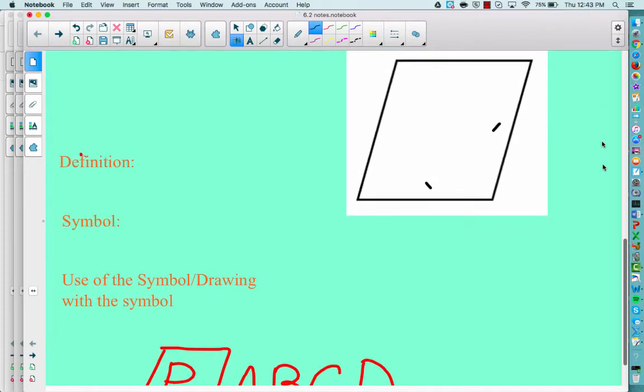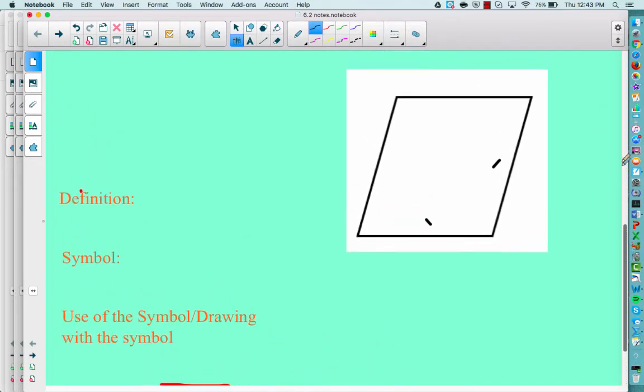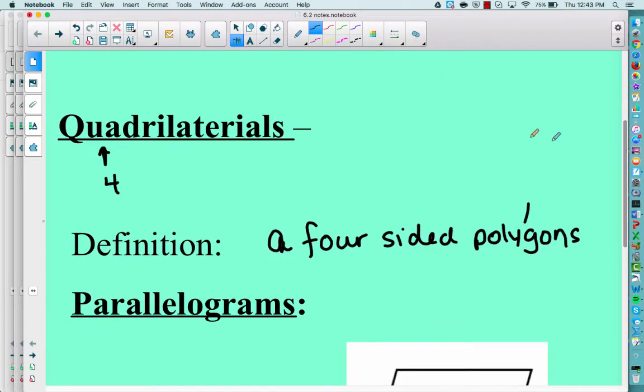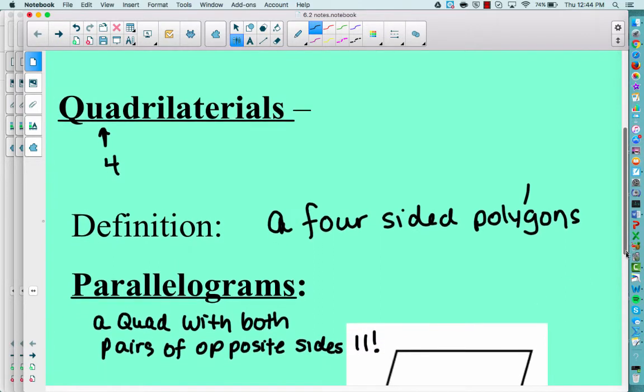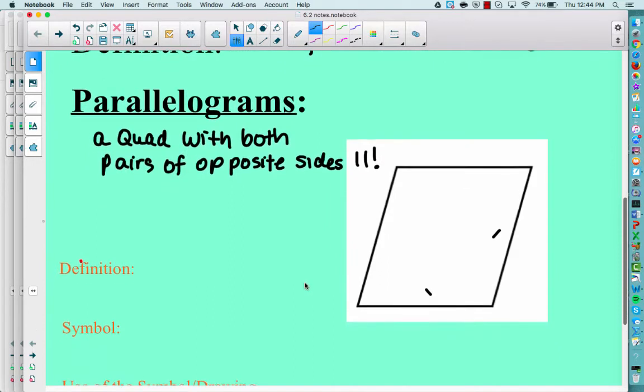A parallelogram, by definition, sorry about that, guys. A parallelogram by definition is a quadrilateral, so a four-sided figure, a four-sided polygon, with both pairs of opposite sides parallel. And there's me using the parallel symbol, okay? All right, and you have a place you can put that in the definition slot.